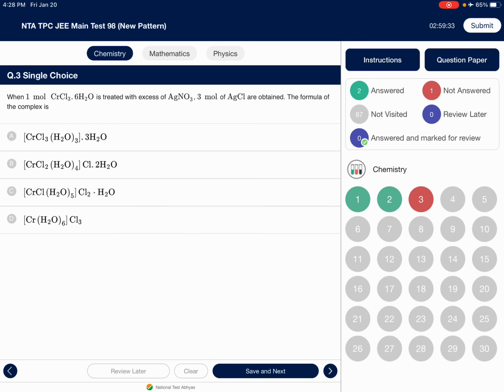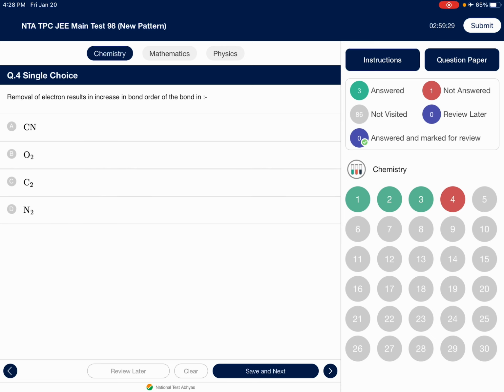1 mole of CrCl3·6H2O gives 3 moles of AgCl, so 3 chlorines should be outside. This question I got in the last paper also. Removal of electrons results in increasing bond order of the bond in... Okay, now removal of electrons increasing bond order means definitely it is going to be for the removal of electrons increasing bond order. Okay, CN, O2, C2 and N2.